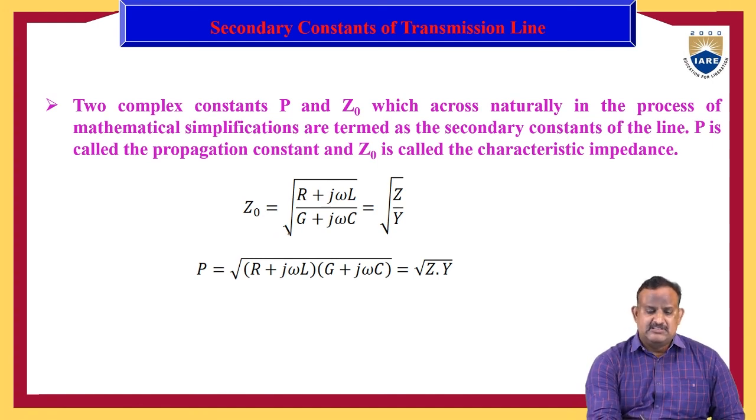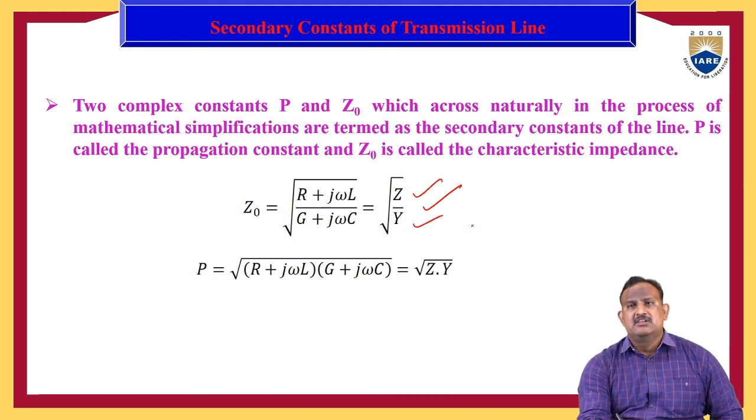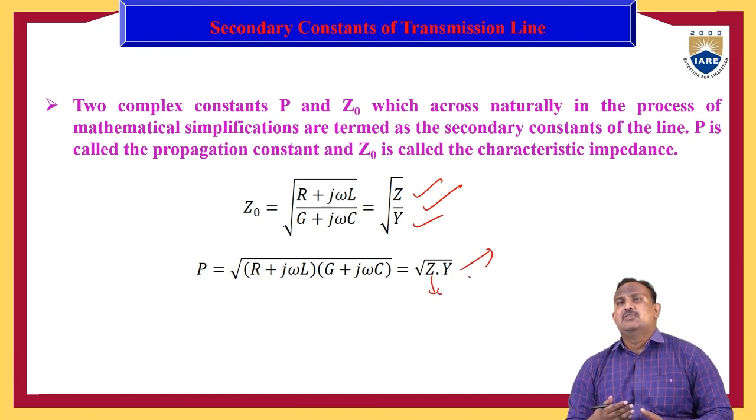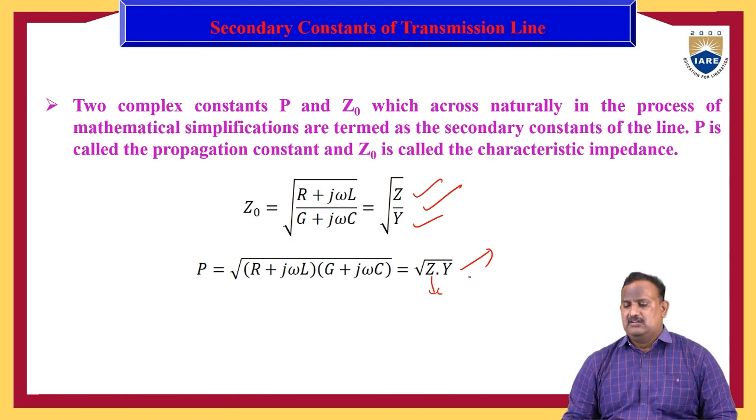These can be expressed as Z0 equal to root of R plus j omega L by G plus j omega C, which is equal to root of Z by Y, where Z is the impedance and Y is the admittance. Similarly, P is the propagation constant, which is root of R plus j omega L into G plus j omega C, which is equal to root of Z into Y, again where Z is the impedance and Y is the admittance. So these two are known as the secondary constants of a transmission line.